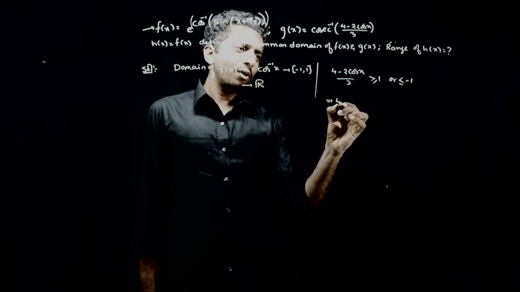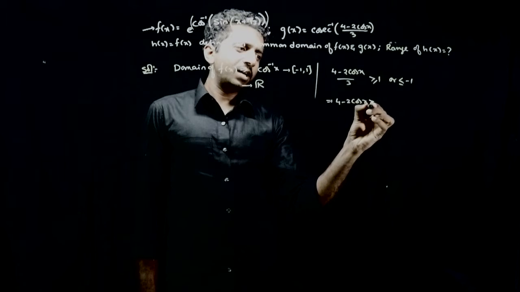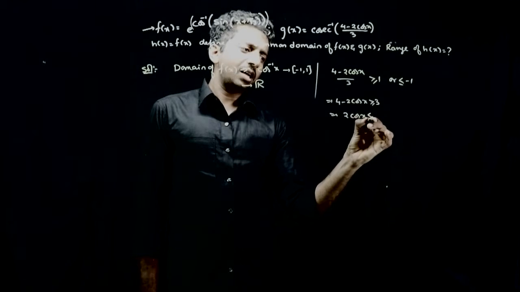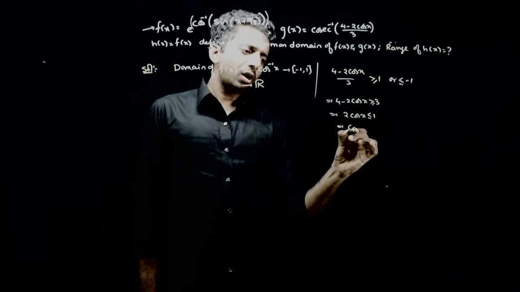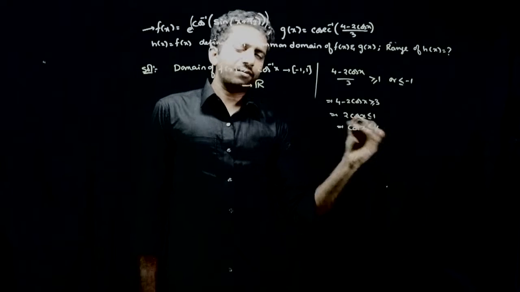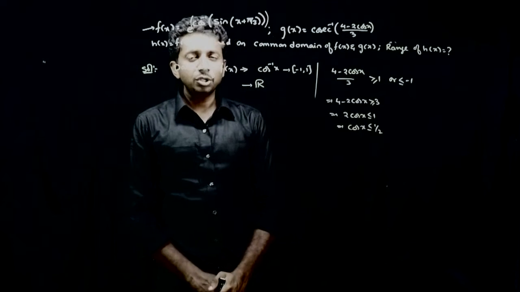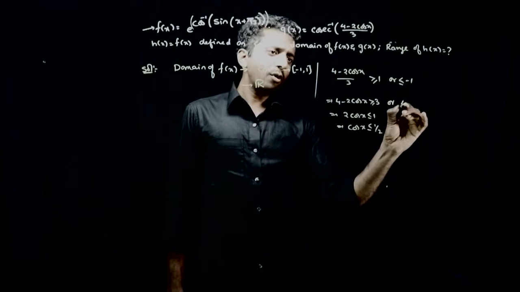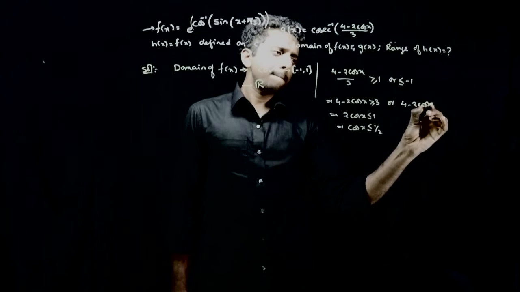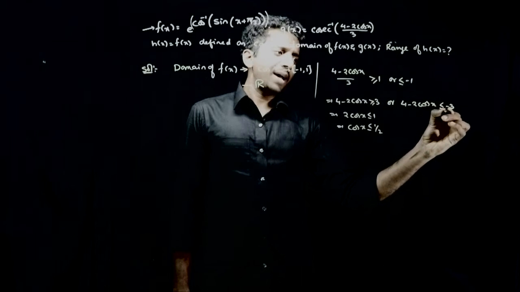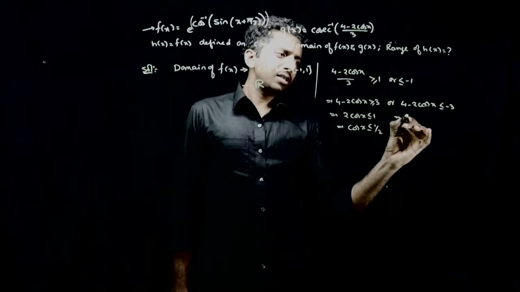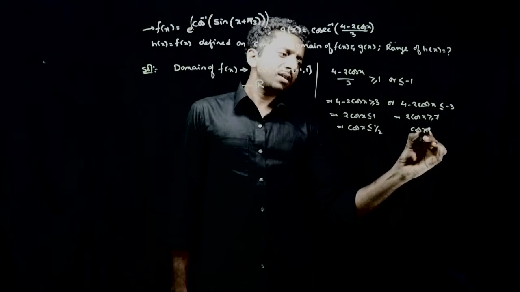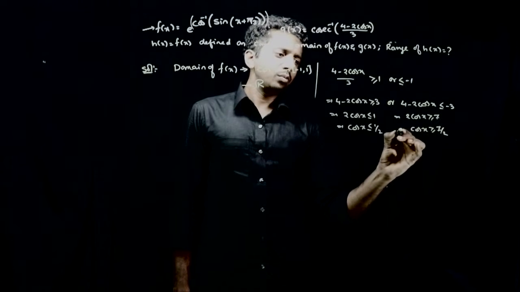So this implies 4 minus 2 cos x should be greater than or equal to 3. This implies 2 cos x is less than or equal to 1. This implies cos x is less than or equal to half. Cos x half से छोटा होना चाहिए और 4 minus 2 cos x is less than or equal to -3 हो सकते हैं. This implies 2 cos x is greater than or equal to 7 हो सकते हैं. Cos x is greater than or equal to 7 by 2.